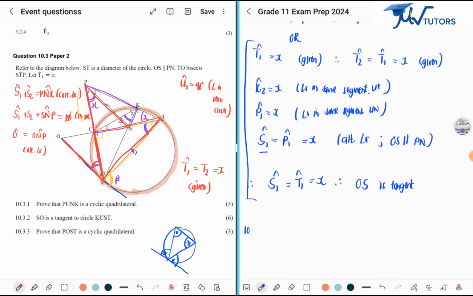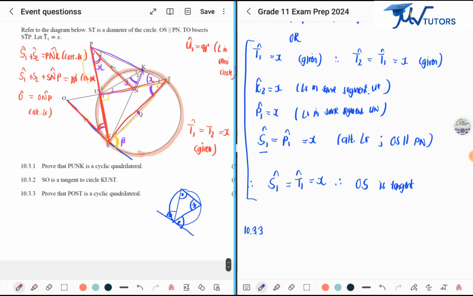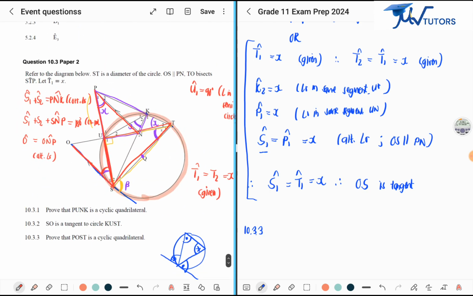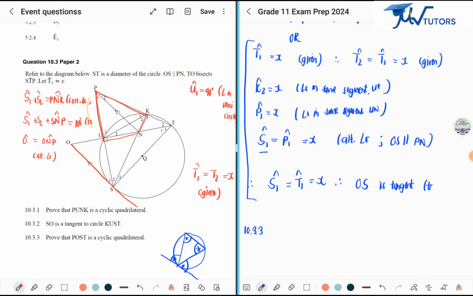Okay, last question. Or is it? Yes, it is. So it says 10.3.3, prove that POST is a cyclic quad. By the way, whatever you have proved, do not forget it. We're just going to write down everything that we have shown and everything we have proved. We know that this is a cyclic quad. Don't forget it. We know that here we can use the tangent to show the tan chord theorem. By the way, I forgot to say here, it's tangent because of the tan chord theorem.